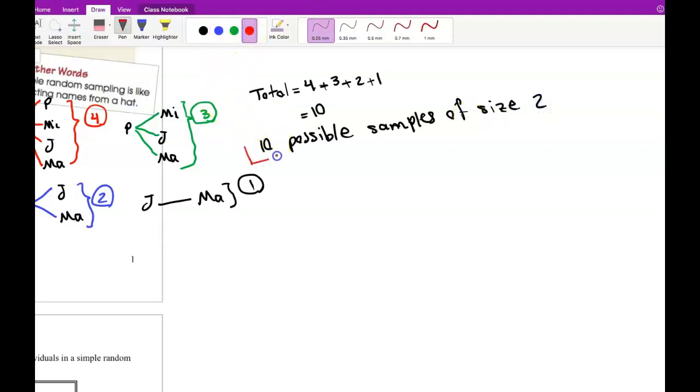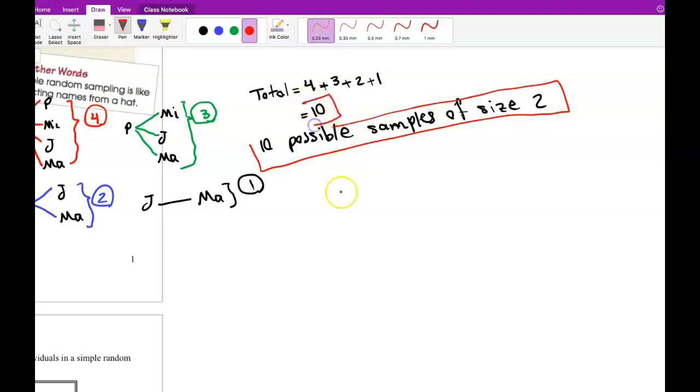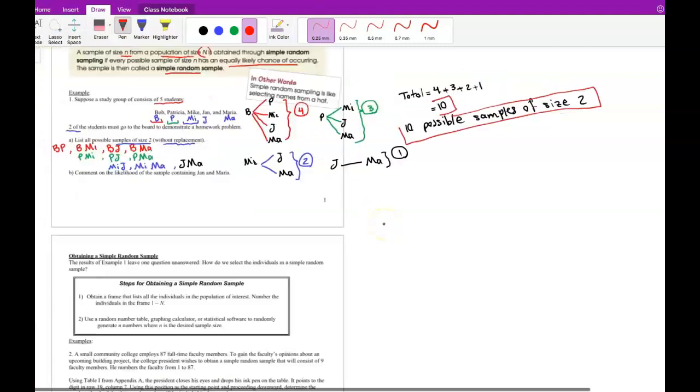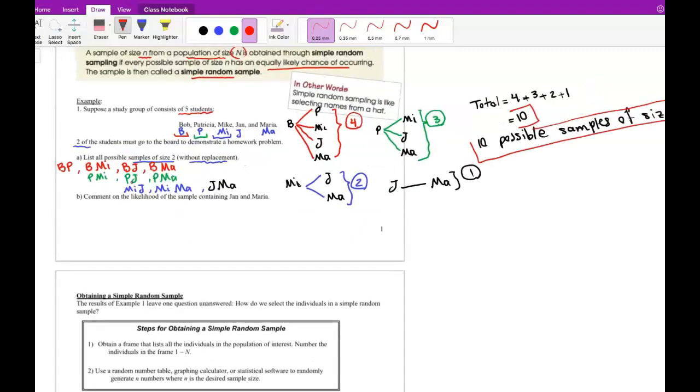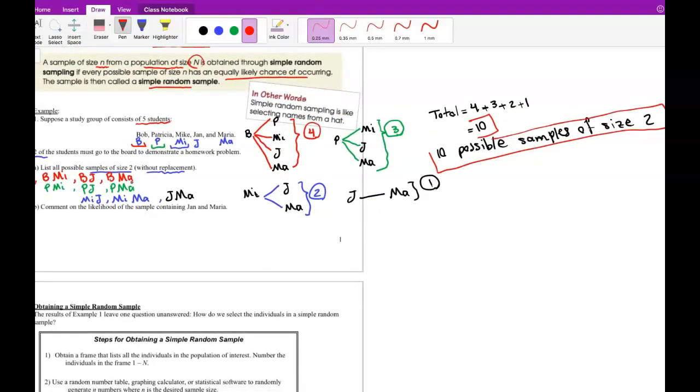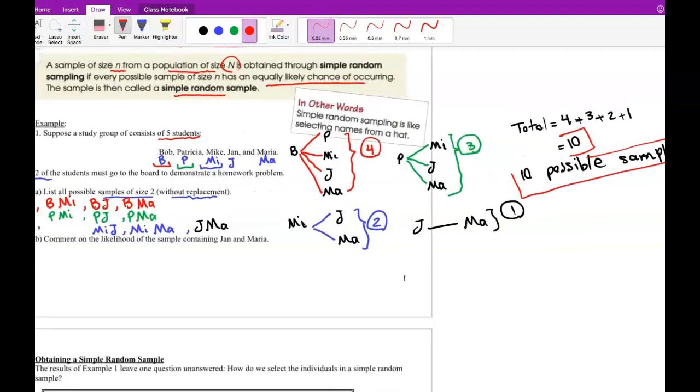Okay, so we have 10 possible samples of size 2. Then part B, comment on the likelihood of a sample containing Jane and Maria. From this part, we already know that we had only one possible sample for these two. So that is the answer: we only have one possible sample, and that means a 1 in 10 chance.